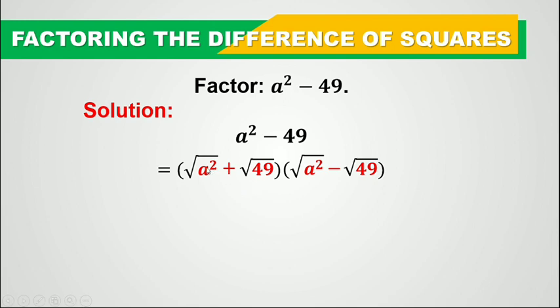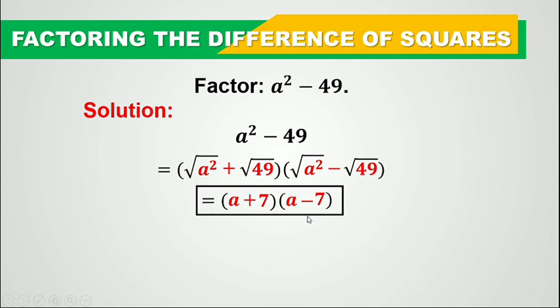So the square root of a squared is a, plus the square root of 49 is 7, and then times the square root of a squared, it's a again, and then minus the square root of 49, it's 7. So this is our final answer. So the factors of a squared minus 49 is the quantity a plus 7 times the quantity a minus 7, or a plus 7 times a minus 7. So that's just it. Now let's have more examples to understand better.